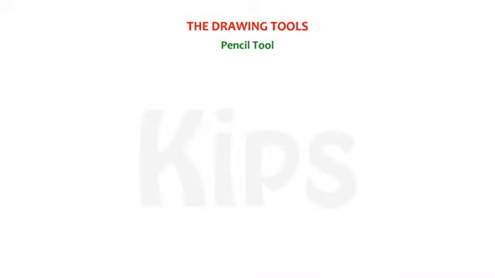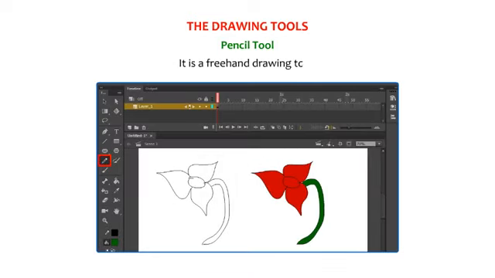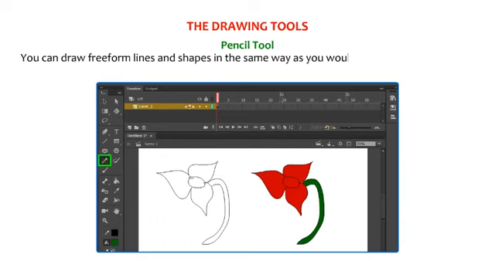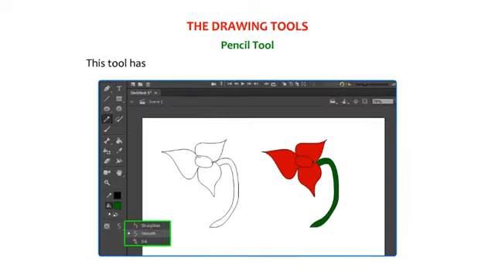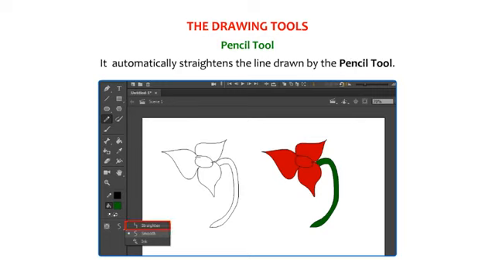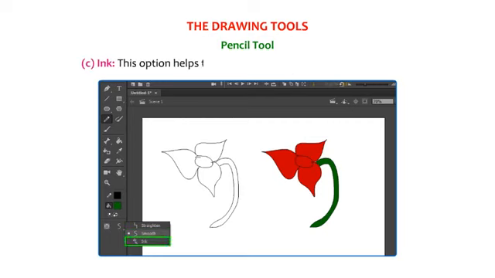Let's now talk about the Pencil tool. It is a freehand drawing tool. You can draw free-form lines and shapes in the same way as you would use a real pencil to draw any figure on the canvas. This tool has 3 different modifiers: Straighten, Smooth, and Ink. A. Straighten. The default modifier is Straighten. It automatically straightens the line drawn by the Pencil tool. B. Smooth. Select this option to draw smooth, curved lines. C. Ink. This option helps to draw freehand lines with no modification.